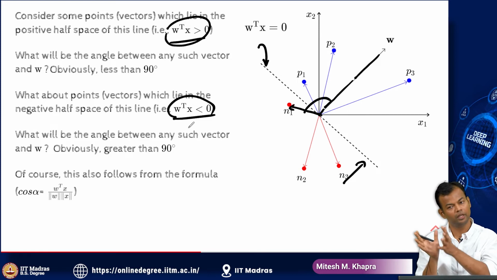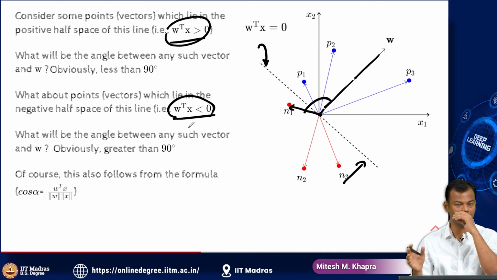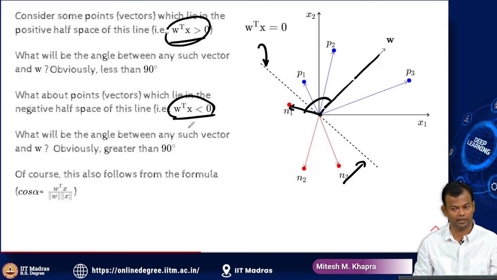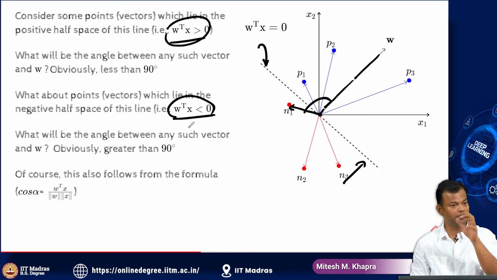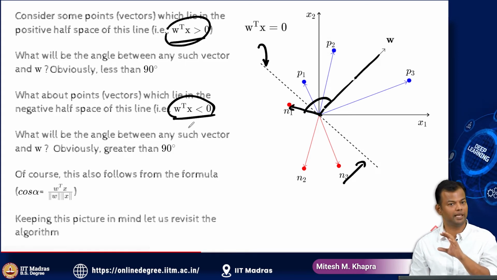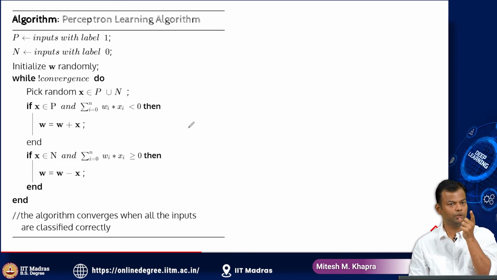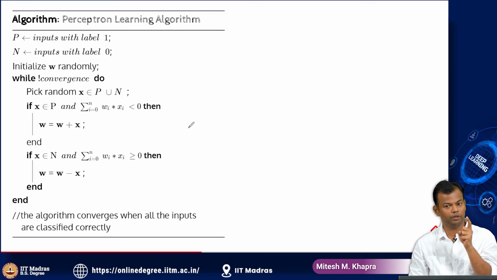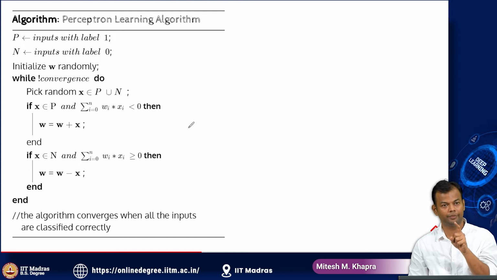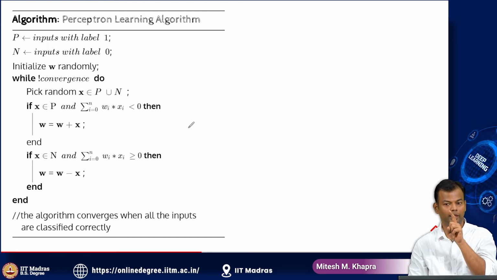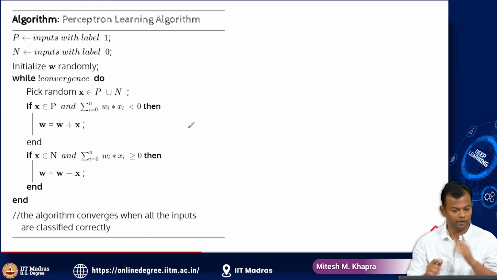So, all positive points will have an acute angle, all negative points will have an angle which is greater than 90 degrees, right. So, now with this explanation in mind, let us revisit the algorithm and let us try to see what is happening there, right. So, what was I doing? If I had a positive point on which I was making an error, then I was changing the weight vector by adding the point to the weight vector, right. That is what is happening.